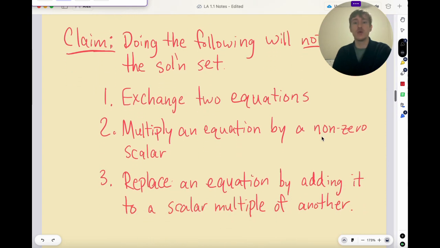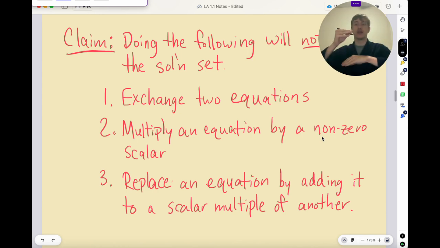So the first thing you can do is take two equations and just flip-flop them. If you have equation 1, equation 2, you can just interchange them. Hopefully you believe this, because each equation gives a little bit different information, and information is commutative in a sense. If I tell someone fact A and fact B, and I also tell them fact B and fact A, I'm giving them the same information. So you should buy that it's going to have the same solution set.